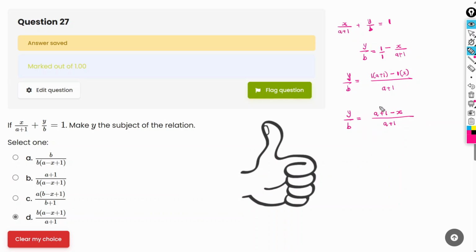And all I have to do next is just multiply both sides by b, right? So if I multiply both sides by b, I'll end up with y is equal to, well, I can write it as b brackets a plus 1 minus x over a plus 1. All right, so that would be option D. All right, so a minus x plus 1. Okay, yes, so same thing, right? That's option D.